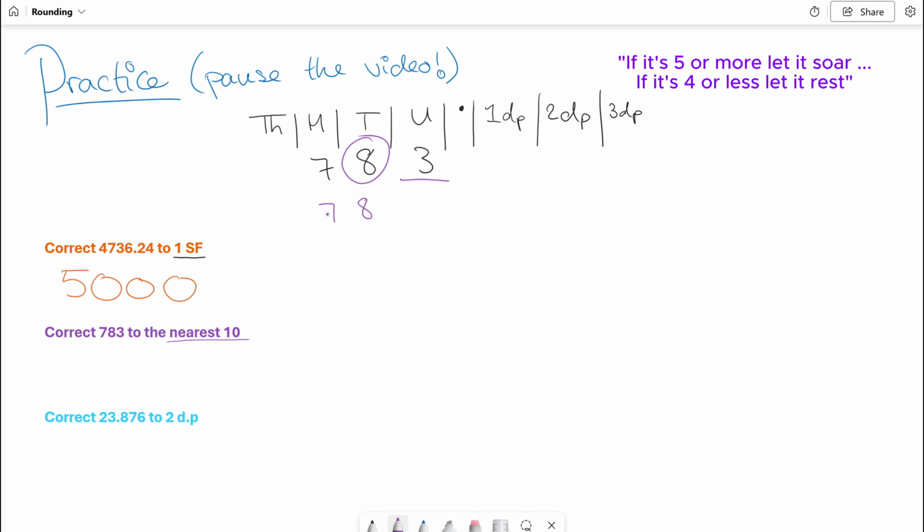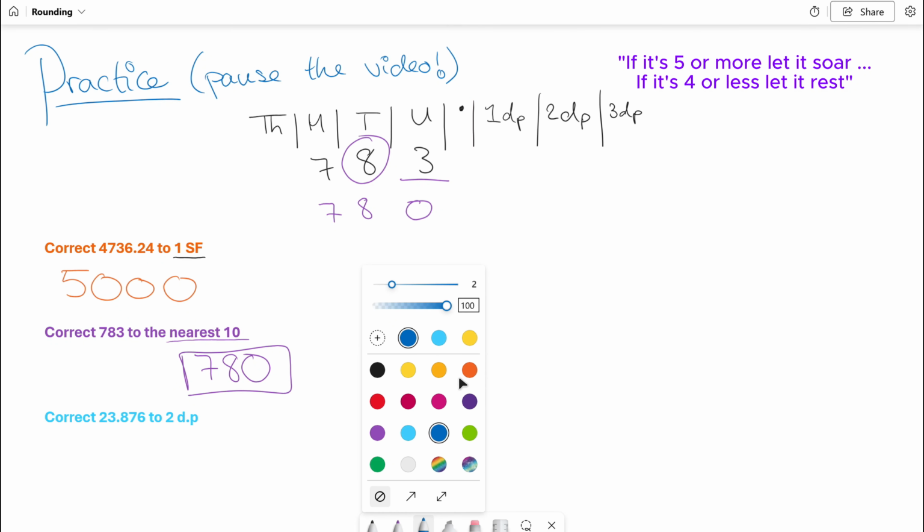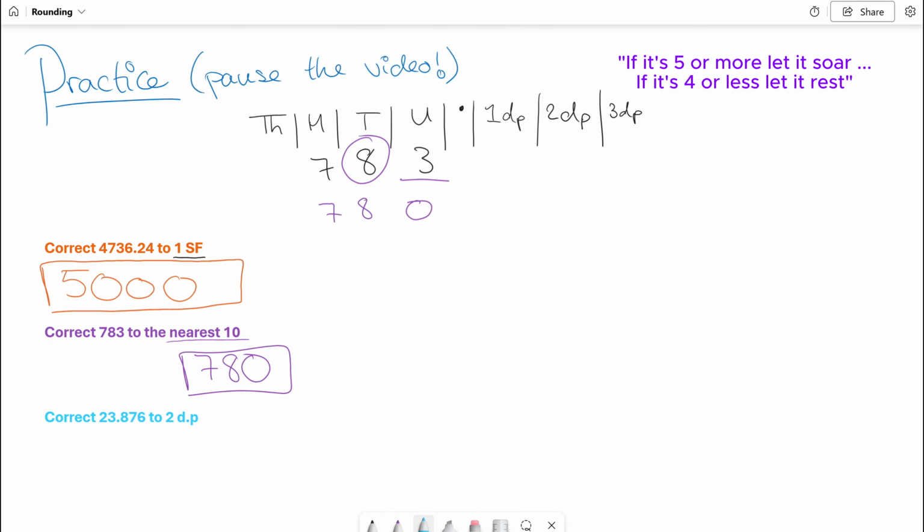We write down all the numbers that are in front of it to the left, and then anything from the underlined one is going to be 0. There's no more numbers for us to write down. So our answer is 780. Cool. We are on the last one. So let's reset that back.